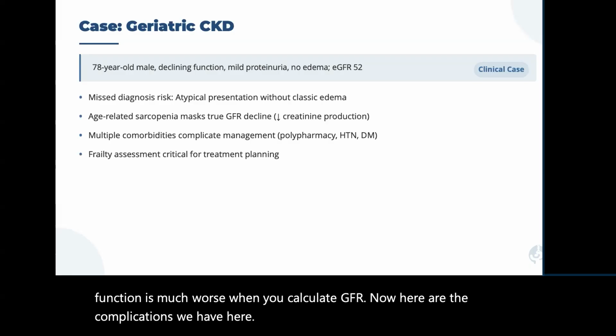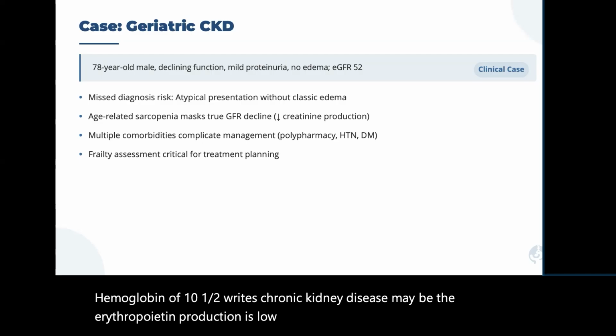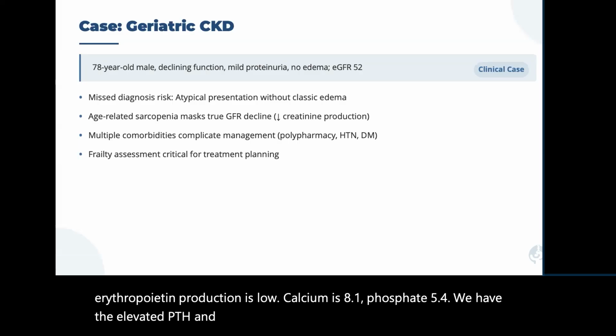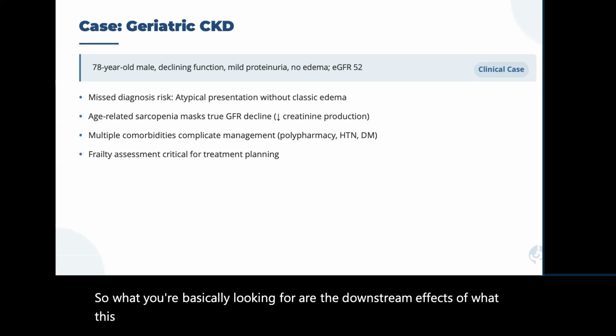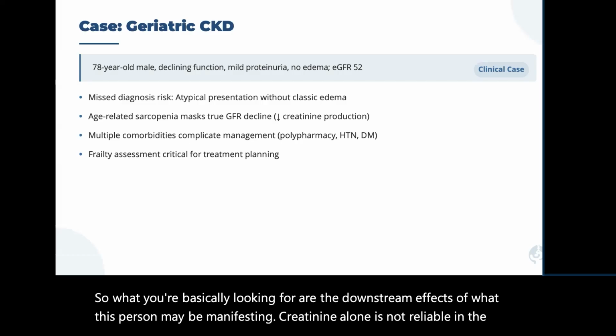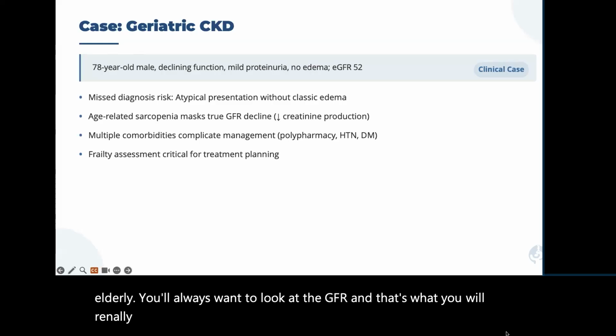Now, here are the complications we have here. Hemoglobin of 10.5, right? It's chronic kidney disease. Maybe the erythropoietin production is low. Calcium is 8.1, phosphate 5.4. We have the elevated PTH and chronic kidney disease here. So what you're basically looking for are the downstream effects of what this person may be manifesting. Creatinine alone is not reliable in the elderly. You always want to look at the GFR, and that's what you will renally dose the medications for.